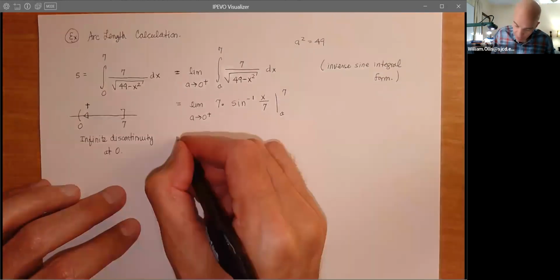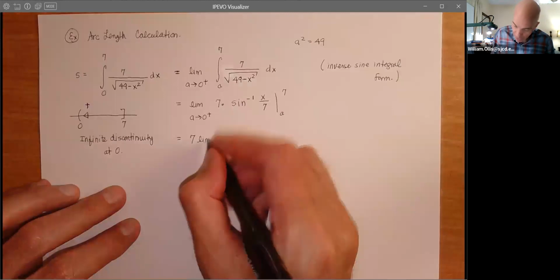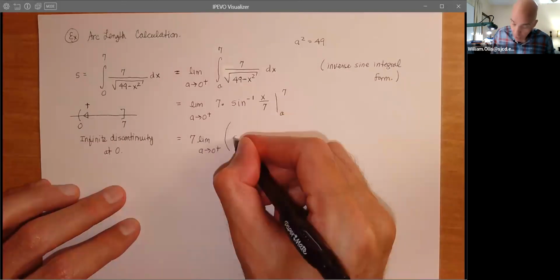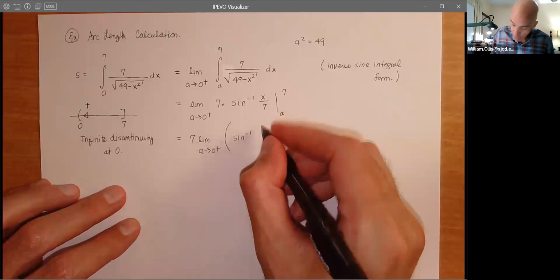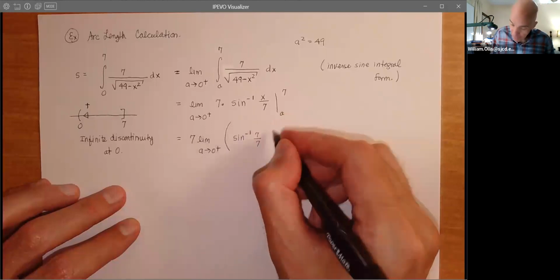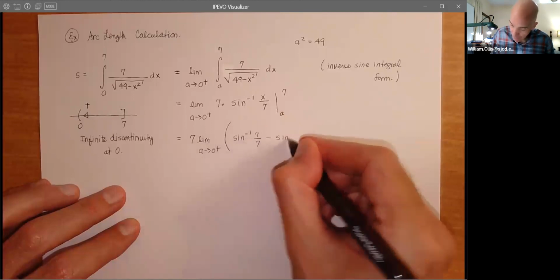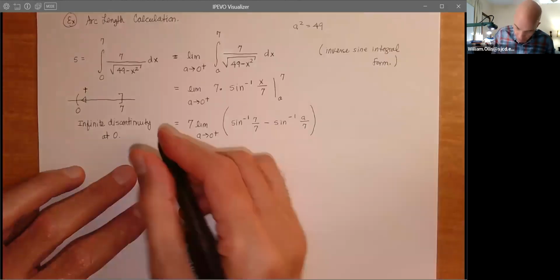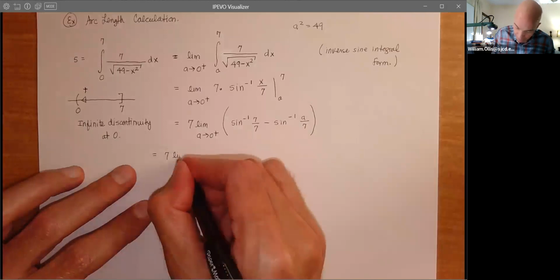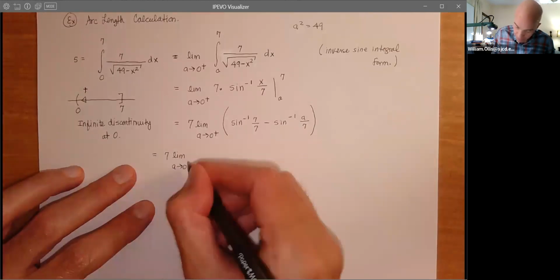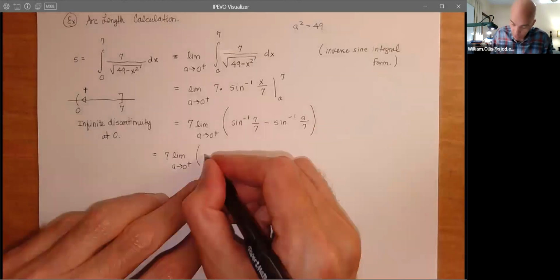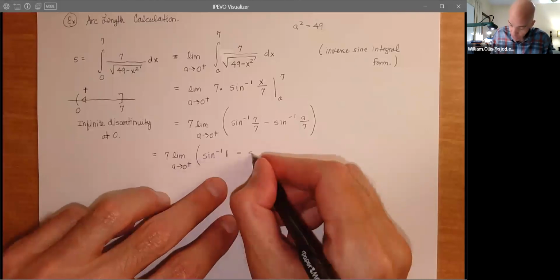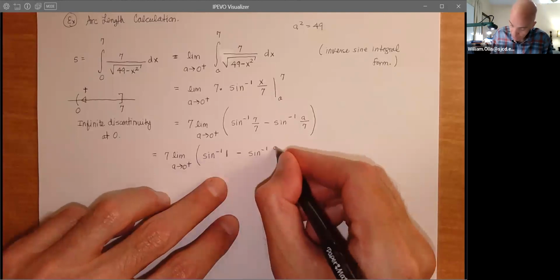And so now we have the limit. We can bring the 7 out if you like. Limit as a approaches 0 from the right. Apply the fundamental theorem. So this will be inverse sine of 7 over 7 minus inverse sine of a over 7. So then we get 7 times the limit as a approaches 0 from the right. And so now, of course, the 7 over 7 is 1. So we have inverse sine of 1, which is our friend, minus inverse sine of a over 7.